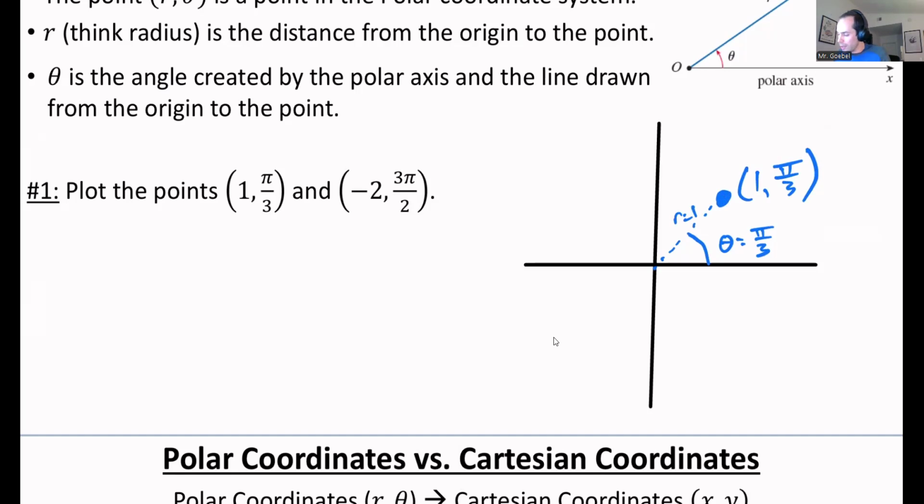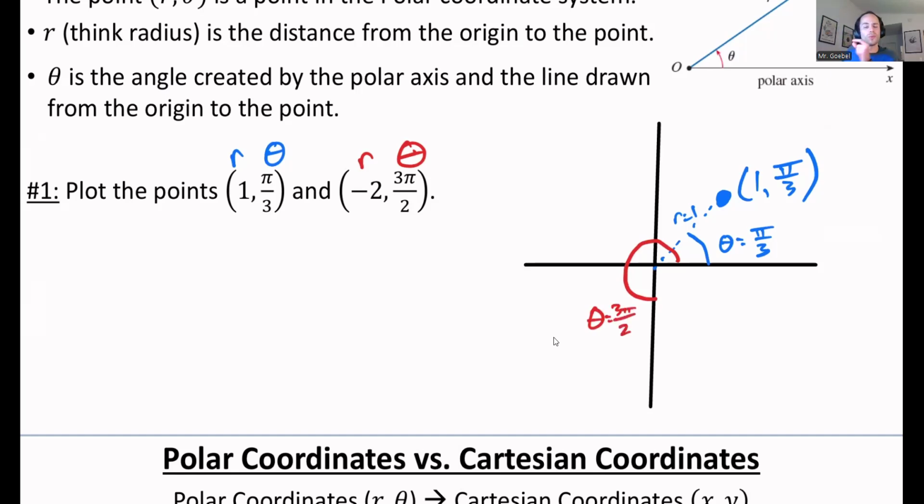That's it. All right. What about the other coordinate? (-2, 3 pi over 2). So again, the first number is your r, the second number is your theta. So this time our r is negative 2 and our theta is 3 pi over 2. So let's do the angle first, 3 pi over 2. That takes us down to the bottom, right? 3 pi over 2, you can think about that as 270 degrees. There's theta equals 3 pi over 2.